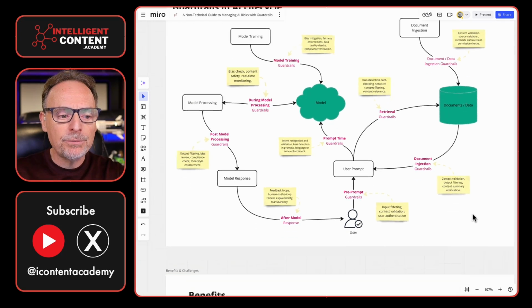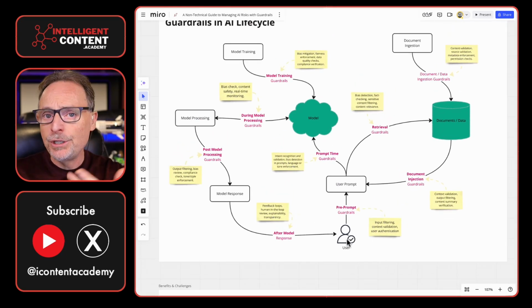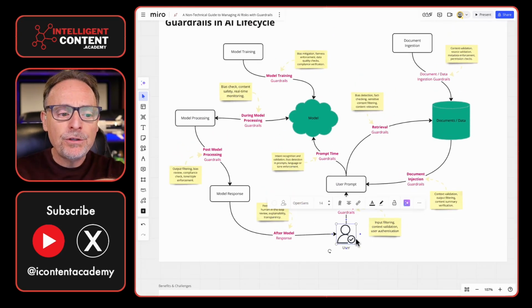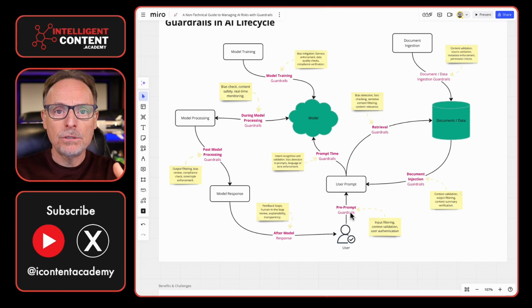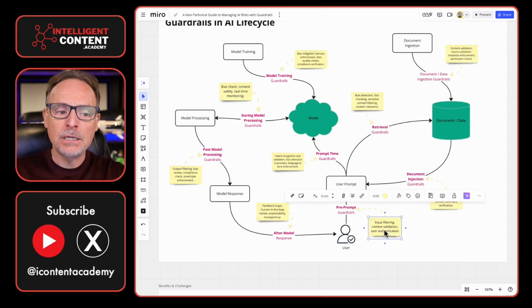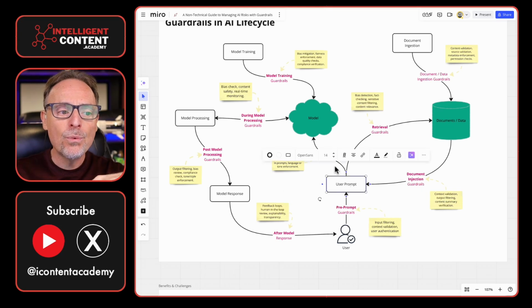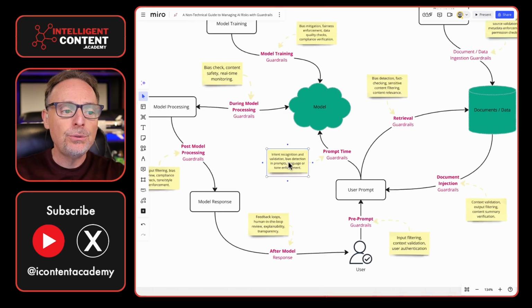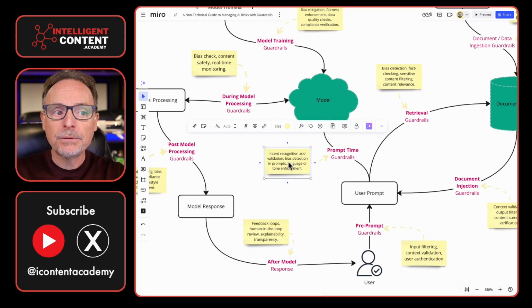So, for example, if we start at the user level, and that could be an app as well, right? If we start at the user level, a user will create a prompt, will ask a question. Just before the user submits the prompt, we can have some input filtering, context validation, user authentication. You can do some rules checks right there before it's even sent to the model. As it's being sent to the model, we can also do some guardrails there, right?